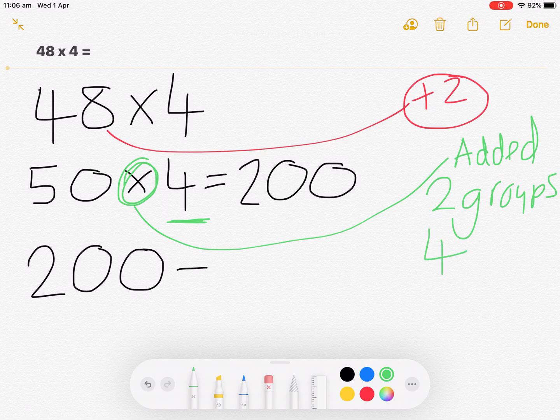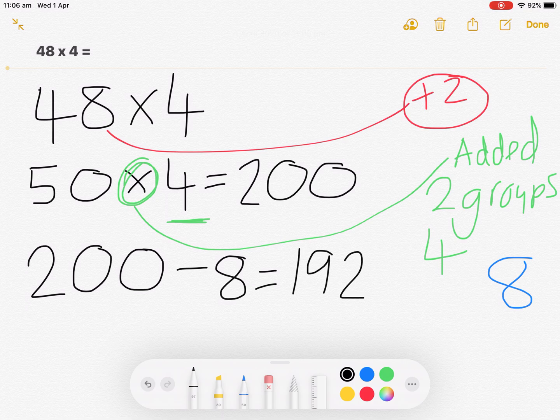So by adding 2 onto 48, I haven't just added 2. I've added 2 times 4, which is actually 8. So what I've effectively done is added 8 onto my answer, not just 2. So I need to subtract 8 now. And that is our total answer.